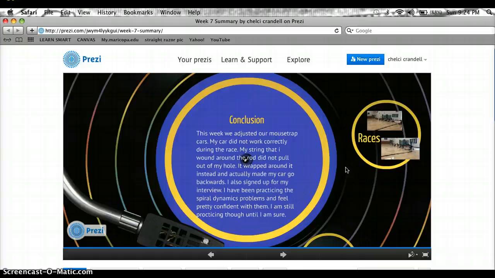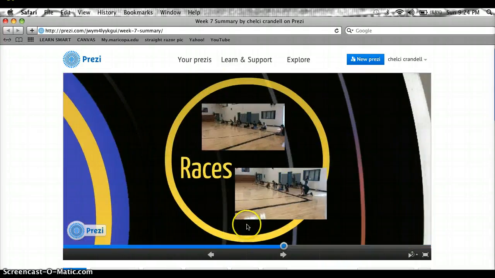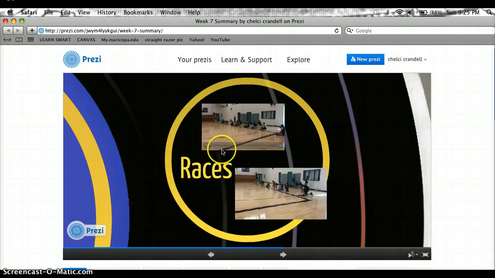I worked really hard and I spent a lot of money on my mousetrap, and I think it could have gone the farthest. I kind of got a bad luck of the draw on that. I honestly think it's because we were waiting for a long time and my string kind of got stuck in the hole. Let me play this.